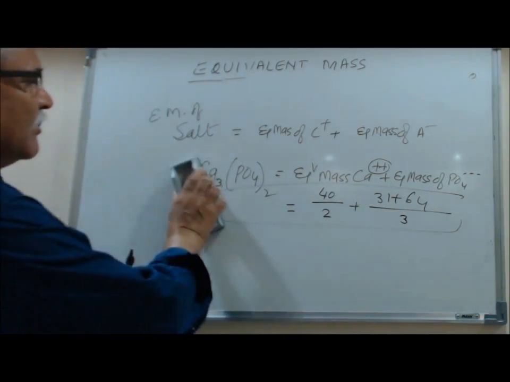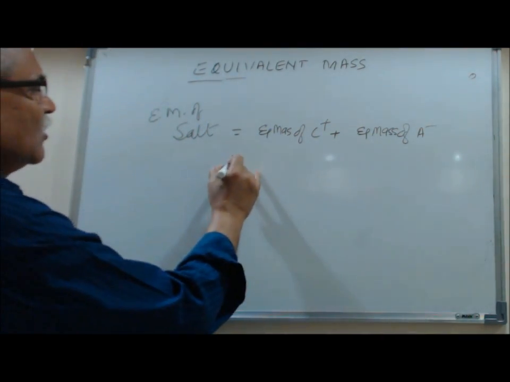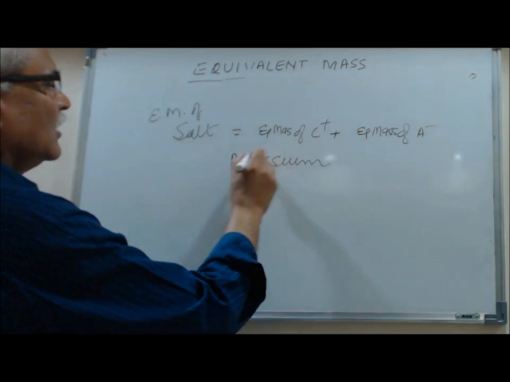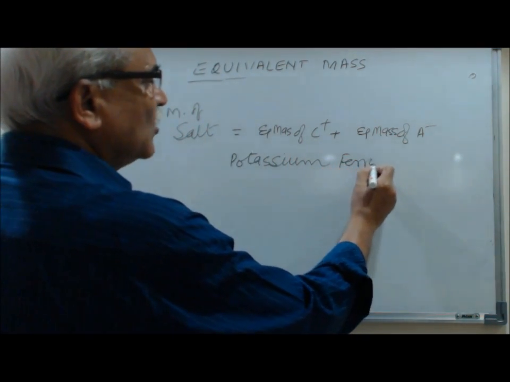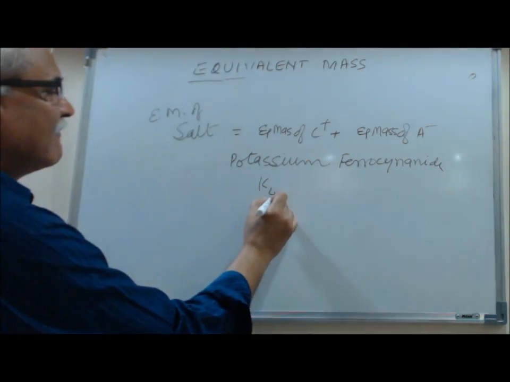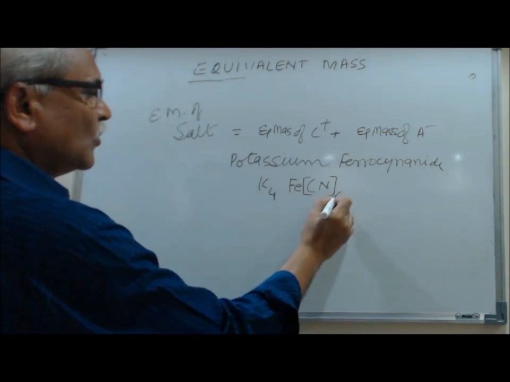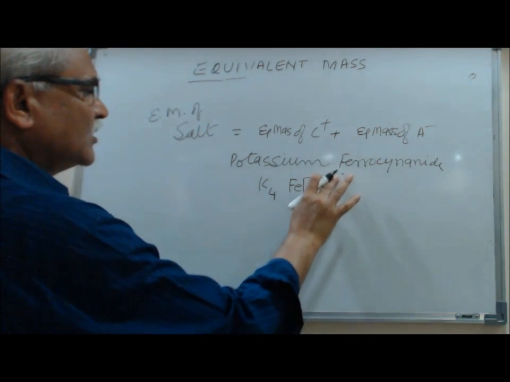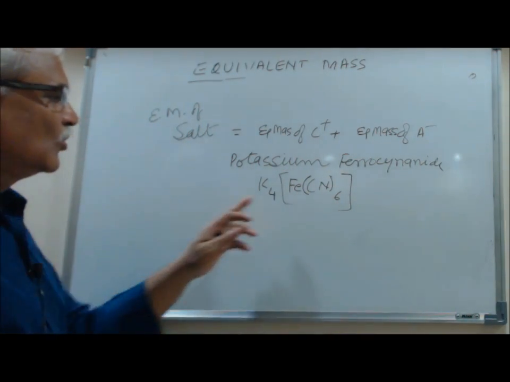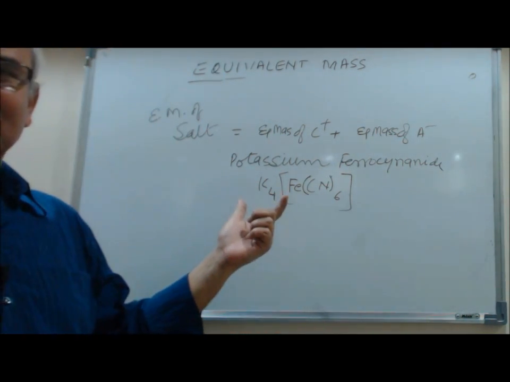Okay. We'll take one more example. There is a slightly complex looking molecule which I am very sure you must have come across. Potassium ferrocyanide. I want to find the equivalent mass of potassium ferrocyanide. You must have heard about this molecule in school. K4 Fe(CN)6, let's put a small bracket here and a large bracket here. I want to find the equivalent mass. One thing is sure, it is not an atom, it is a salt.